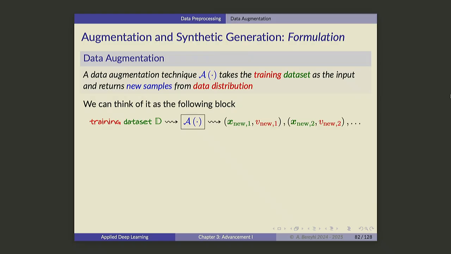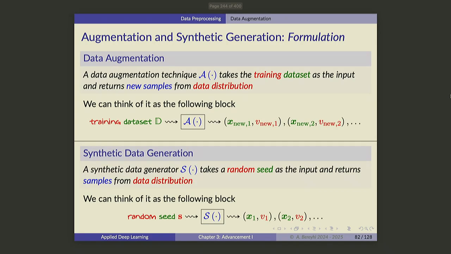So new samples come out of it, and they are all coming from the same data set. They are generated based on the data set that you had, and they all have valid labels, the labels from the classes that you are considering in your problem. So this is data augmentation.